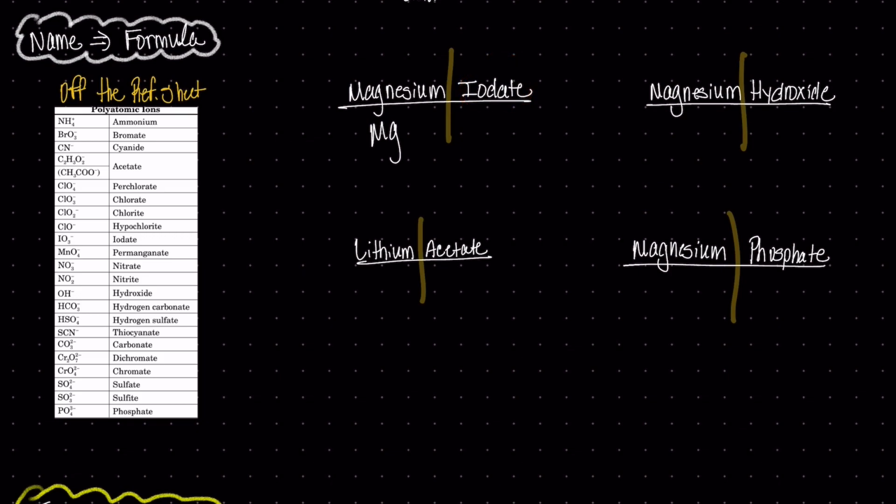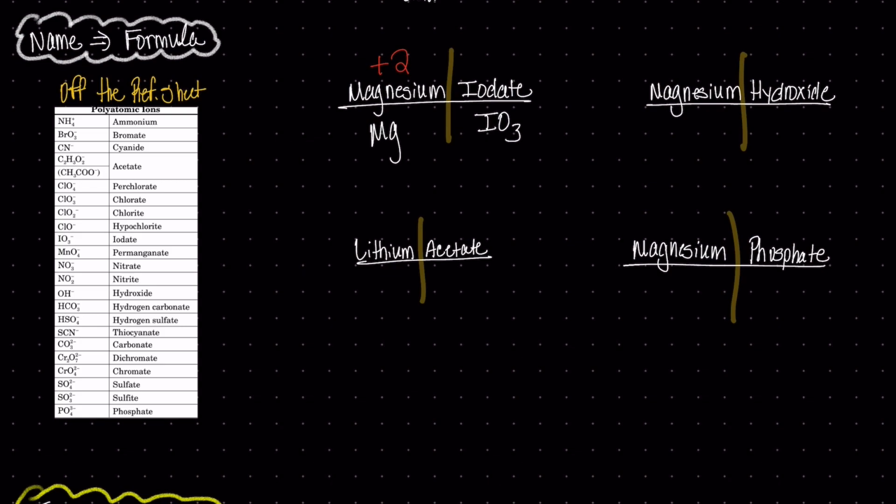Iodate is weird, but it ends in ATE, so it probably tells me it's a polyatom. Polyatoms tend to end in ate and ite. So I see ate, so I'm going to come to my polyatomic list and look for iodate. Iodate is right here. Iodate's chemical formula is IO subscript 3. I know magnesium has a +2 charge since it's in 2A.